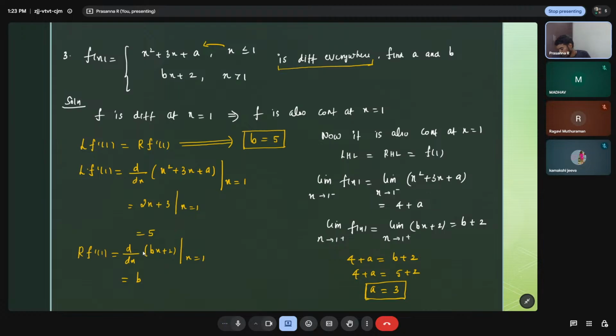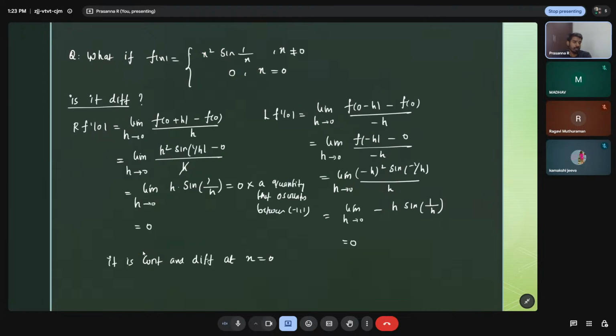So that's it. I'll stop here. In the next class we will discuss more on mean value theorems, Rolle's theorem, Lagrange's theorem. Then you will have more idea, right? So limits, continuity, differentiability, all are at a point only we are checking.